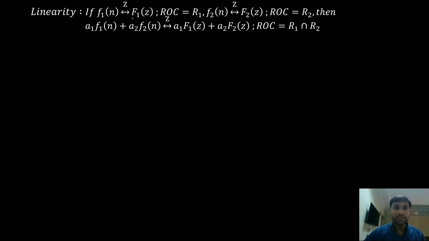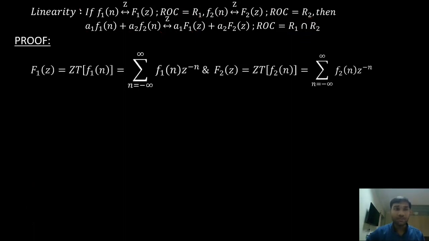When f1 of n has Z transform F1 of z with ROC R1, and f2 of n has Z transform F2 of z with ROC R2, then the linear combination of f1 and f2 will have a Z transform a1 F1 of z plus a2 F2 of z, and the ROC is going to be the intersection of the individual ROCs.